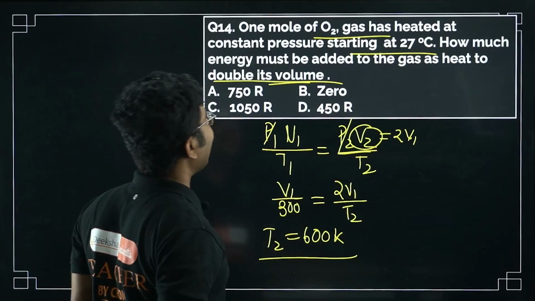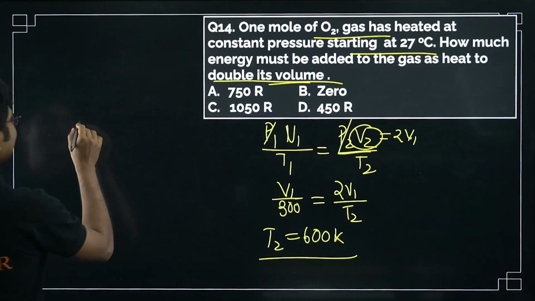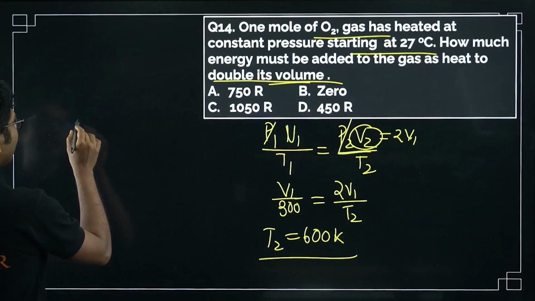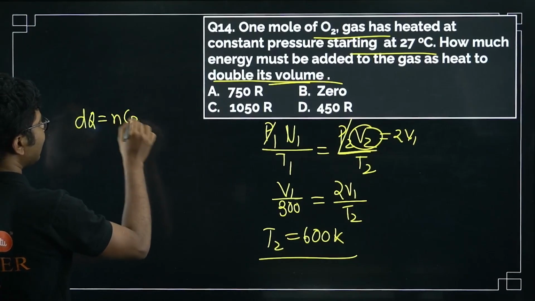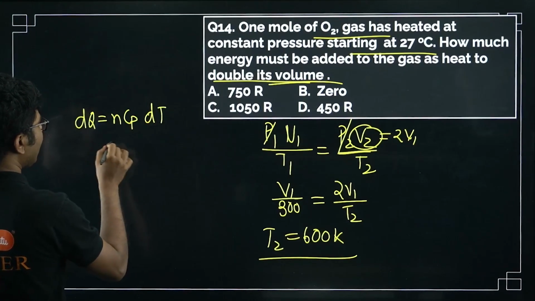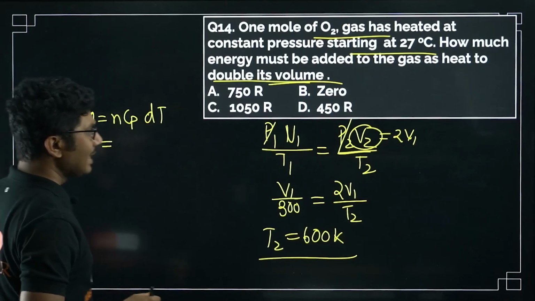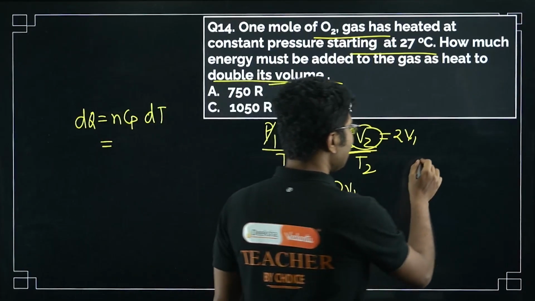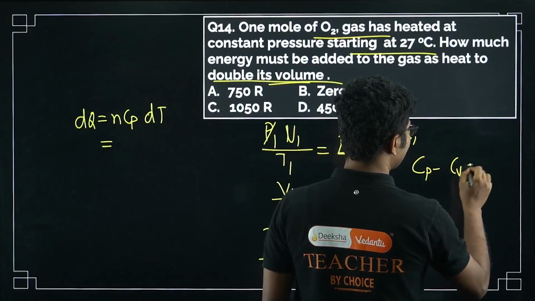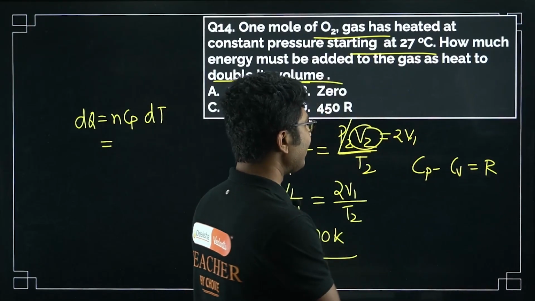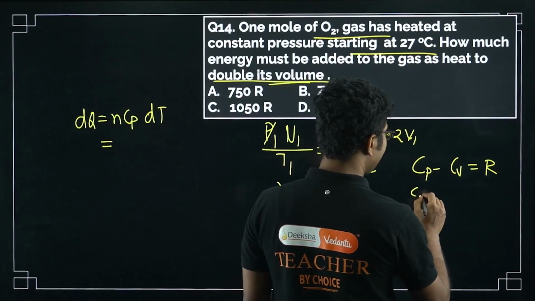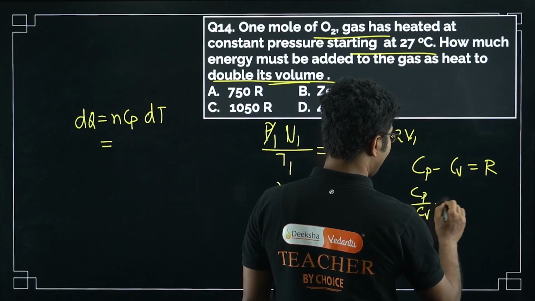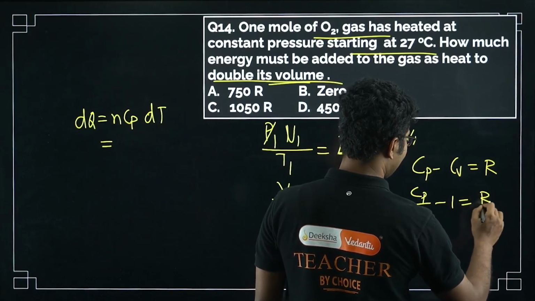Now how much energy must you supply? The energy that you must supply is n Cp dT. Now n is 1 mole. What is Cp? We know Cp minus Cv equals R. If you divide everything by Cv, what will you get? Cp by Cv minus 1 equals R by Cv.